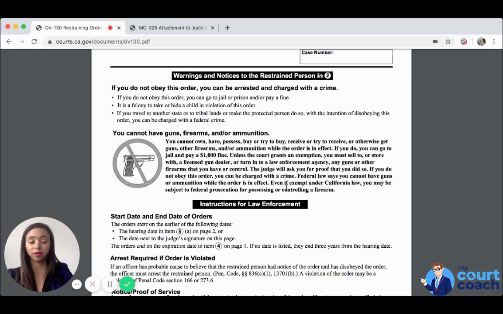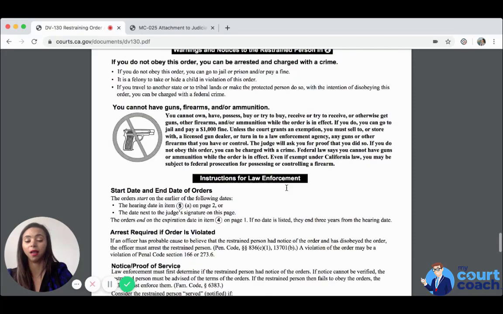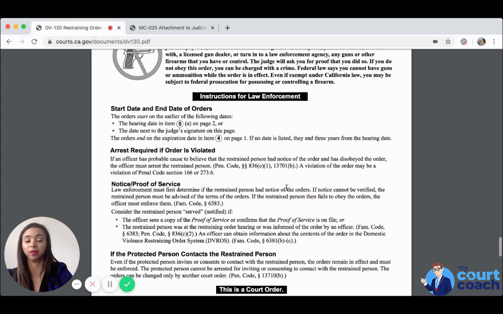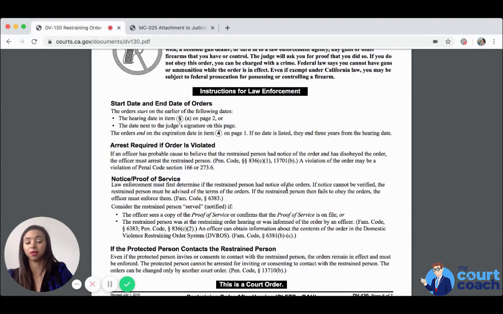Even if you are exempt under California law, you may be subject to federal prosecution for possessing or controlling a firearm. And then it also instructs the law enforcement on the start and end date of the orders. The orders start on the earlier of the following dates: the hearing date in item 5 on page 2, or the date next to the judge's signature on this page. The orders end at the expiration date in item 4 on page 1, and if no date is listed, then it's 3 years from the hearing date.